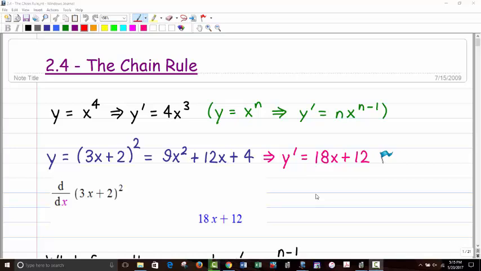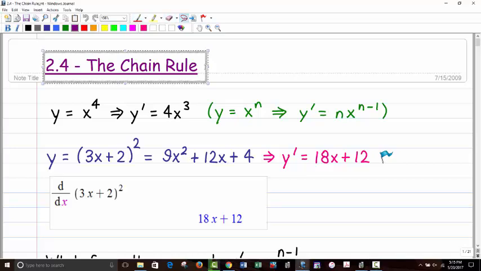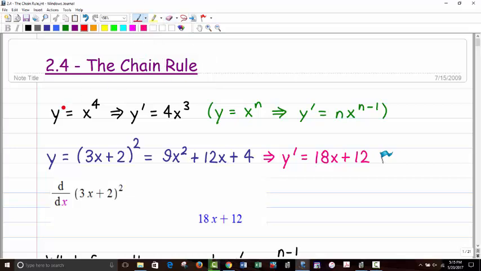This video is entitled The Chain Rule. More specifically, the chain rule for derivatives. Alright, so let's take a look at a basic derivative, of course, of y equals x to the fourth and y prime equals 4x cubed.